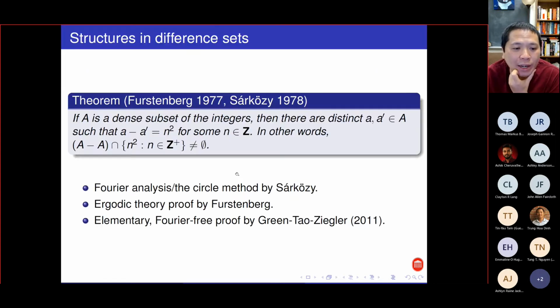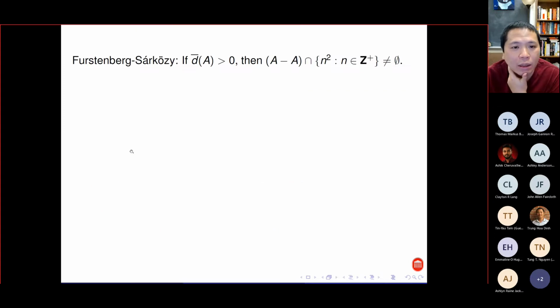So okay, let's try to modify this theorem a little bit. I know that A contains a difference which is a square. So what is special about these squares? Can you replace it by other things? Can I replace it by n squared plus 1? What do you think?